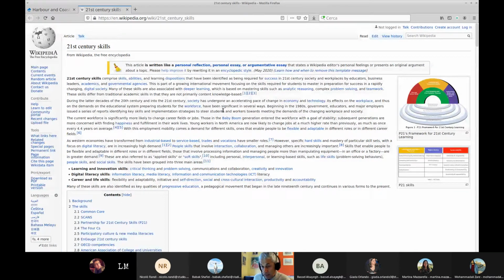Typically, it's a Wikipedia page. I will tell you why. Here there is a description of what the community of educators think are the main skills that young people will need in order to be able to effectively contribute to societal development in the 21st century.